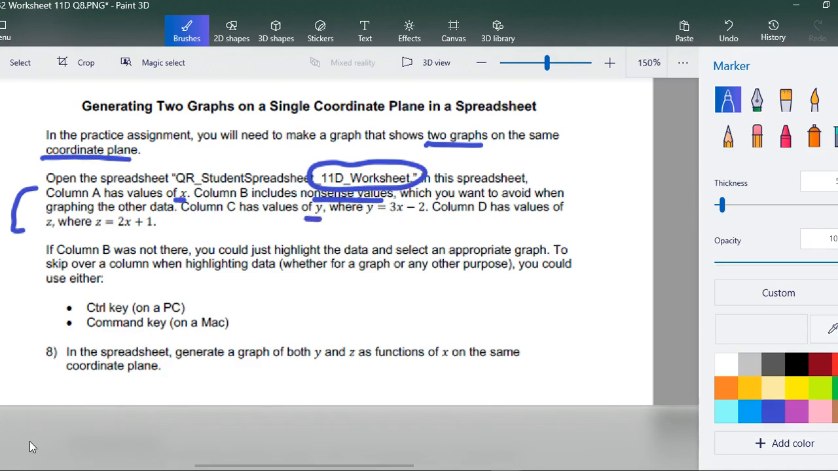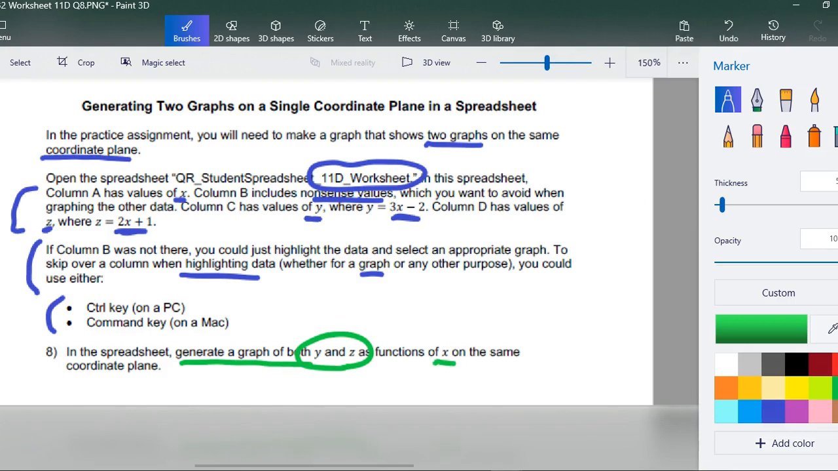Column C has the values of Y for Y equals 3x minus 2, and column D has the values of Z, where Z is 2x plus 1. If B was not there, we could just highlight and go up and do Insert, depending on which program we're using, and get the graph going. But since we have to skip over, we're going to highlight the data, whether for the graph or any other purpose, and we're either going to use the control key or a command key. And so what they're asking us to do on part 8 is, in the spreadsheet, generate a graph of both the Y and the Z as functions of X on the same coordinate plane.